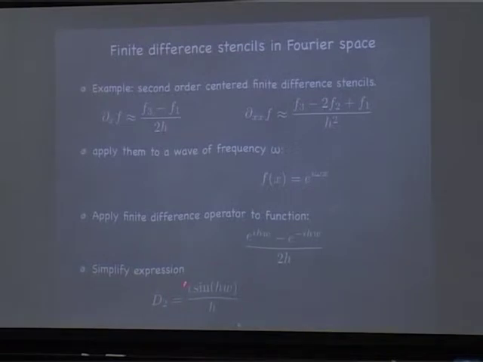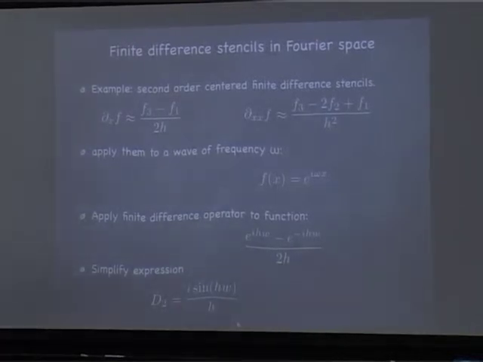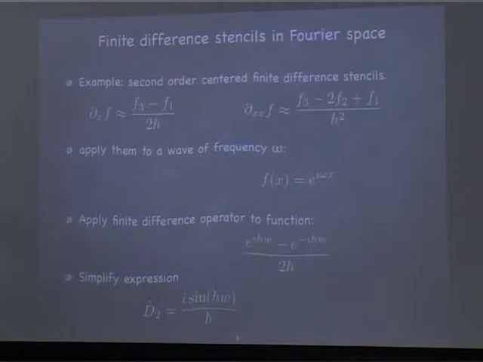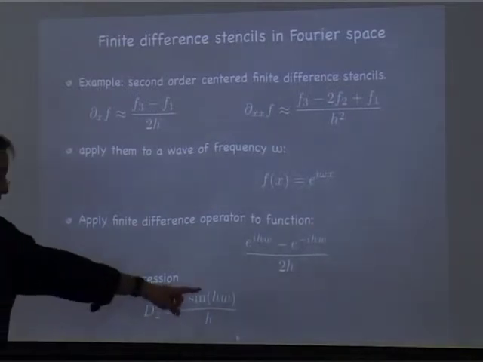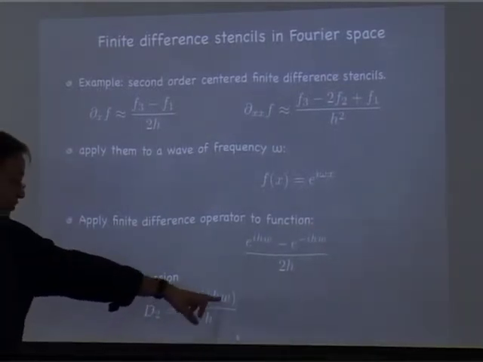We can simplify this, and we just see that now in Fourier space, the finite difference operator has become I times the sinus divided by h. Okay? And this makes a lot of sense because in the continuum, what's the derivative operation in the Fourier space? Of course, it's just multiplication with I omega. Okay? And in the discrete case, we have I sinus h omega over h.